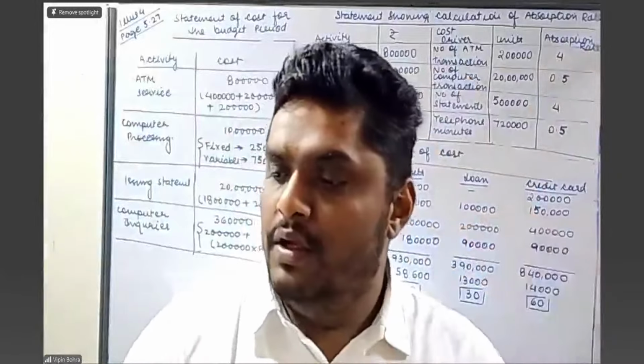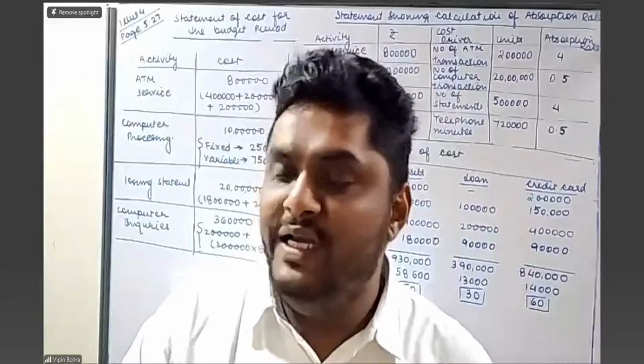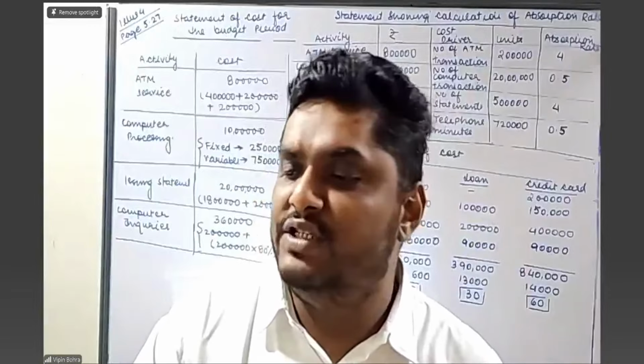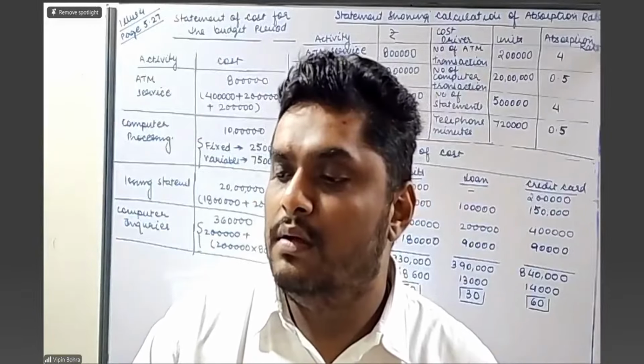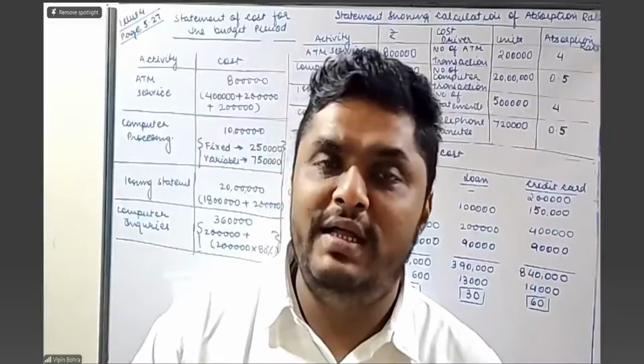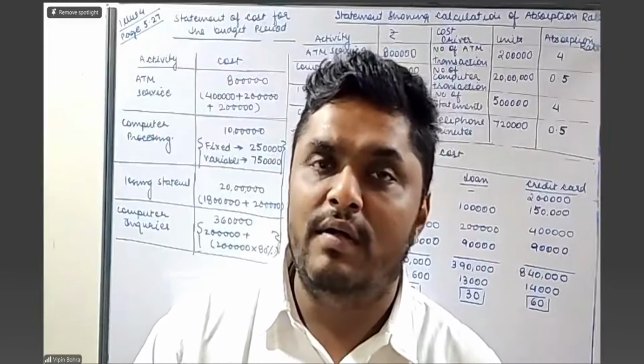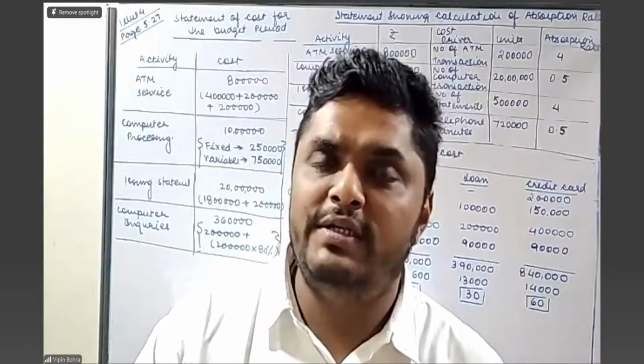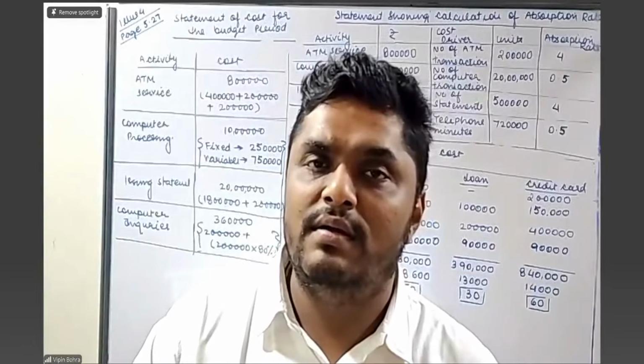Yes sir. So now when talking about the number of ATM transactions, how many are the ATM transactions for deposits? 1,50,000. And what is the rate? 4. So 1,50,000 into 4, how much is it? 6 lakhs sir.